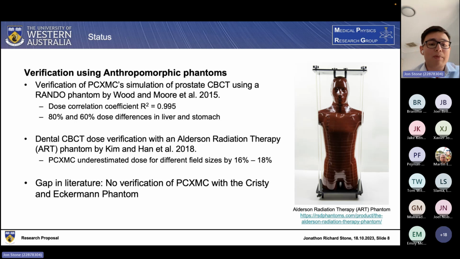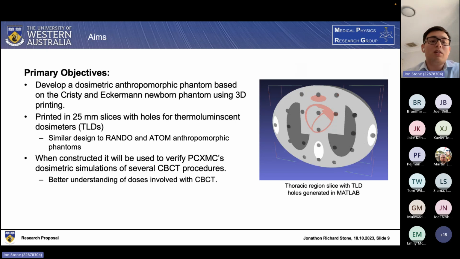So there's a gap in the literature where there's no verification of PCXMC with the actual Cristy and Eckerman phantom, which is the phantom that PCXMC is based on, which brings me to the aim of this project. The primary objective of this project is to design and develop a dosimetric anthropomorphic phantom based on the Cristy and Eckerman newborn phantom using 3D printing. The proposed phantom will be printed in 2.5 centimeter slices with holes for thermoluminescent detectors, a similar design to how the Rando and the Atom phantoms are made.